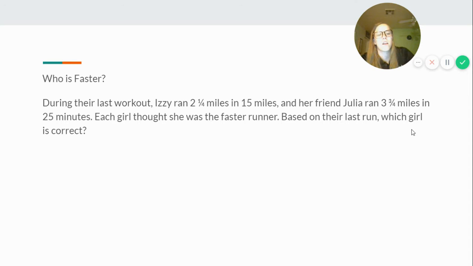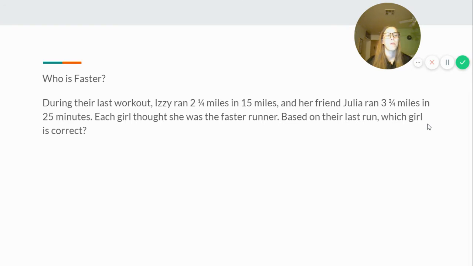So we start out here with this question. Who is faster? During their last workout, Izzy ran 2¼ miles in 15 minutes, and her friend Julia ran 3¾ miles in 25 minutes. Each girl thought she was the faster runner. Based on their last run, which girl is correct?